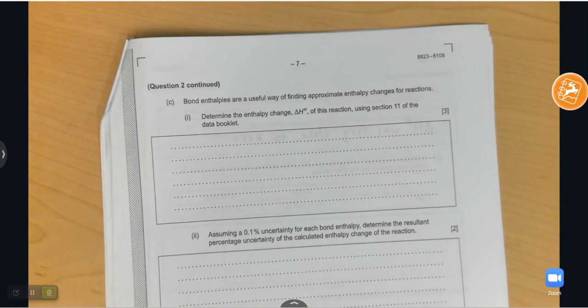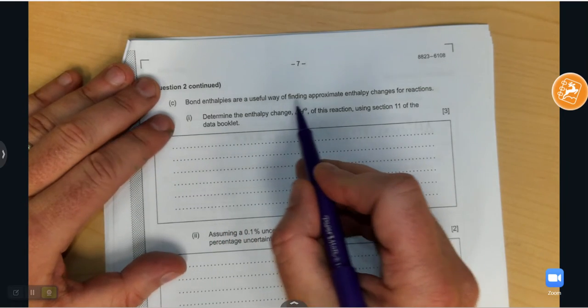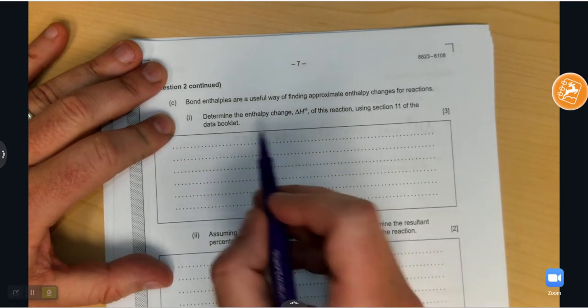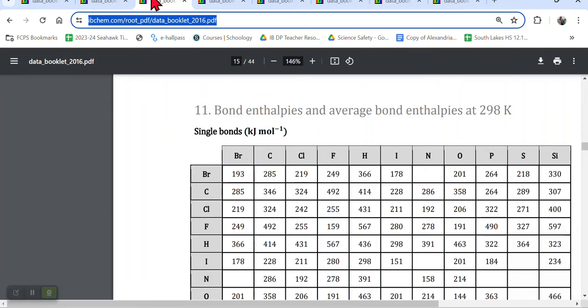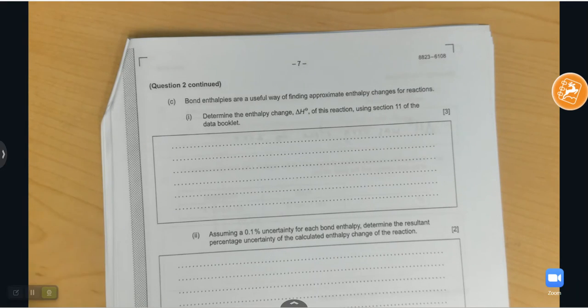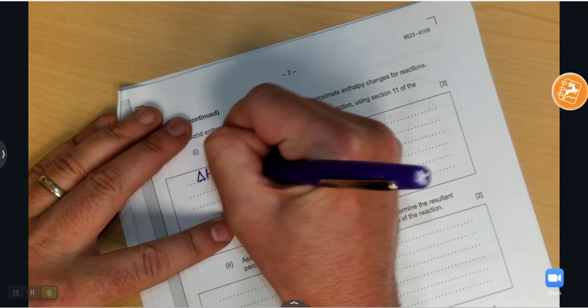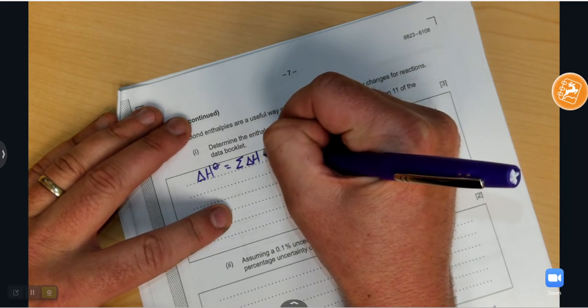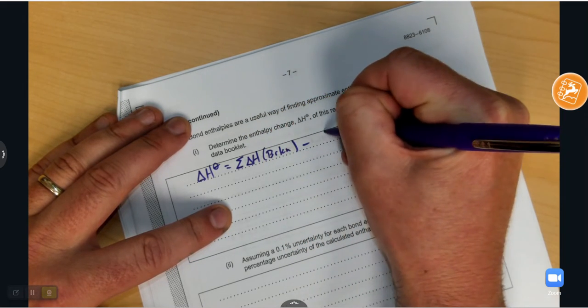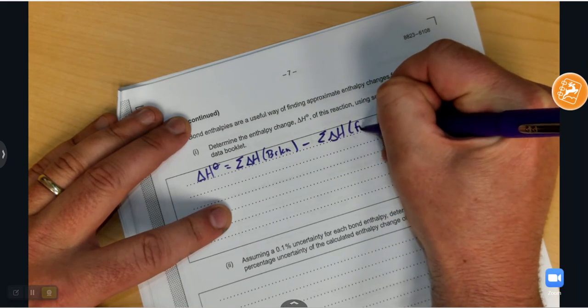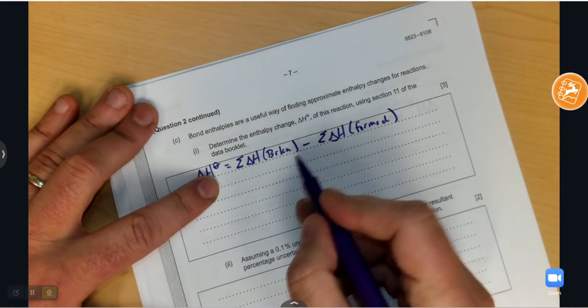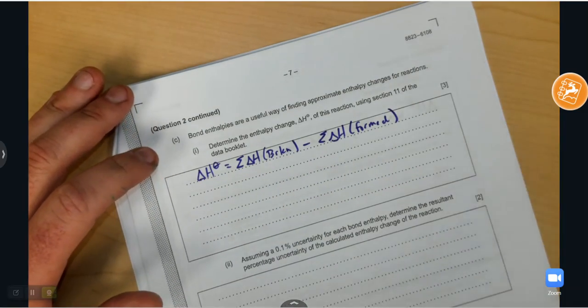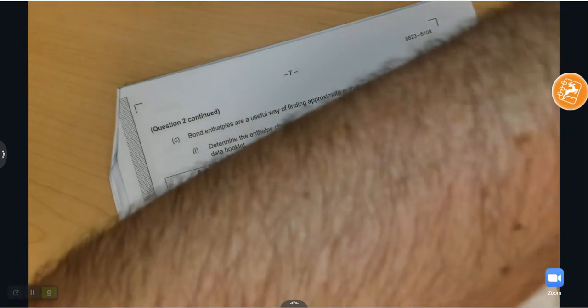All right, so question number 2 here. Part C says bond enthalpies are a useful way of finding the approximate enthalpy changes. Determine the enthalpy change of this reaction using section 11. So if we look here, section 11 are the bond enthalpy values. What you really need to know is that when we're doing the bond enthalpy, the delta H we calculate is the sum of the bond enthalpies for all the bonds broken, minus the sum of the bond enthalpies of all the bonds formed. So bonds are always broken in our reactants and formed in our products. So it's essentially reactants minus products.